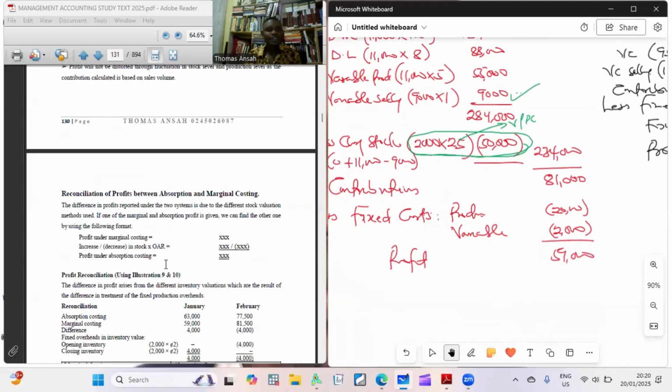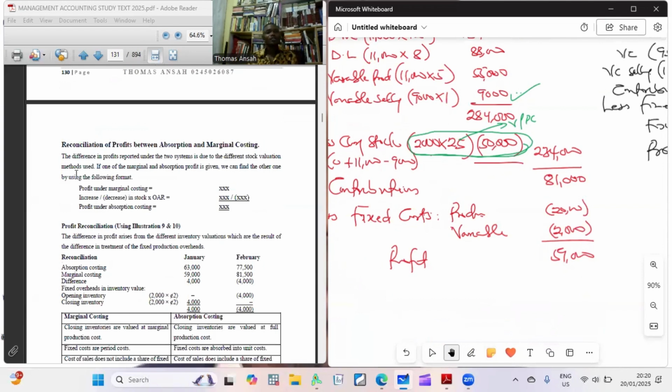All right. So now the last thing is to reconcile the two. The one that you did in marginal, then the one that you did in absorption. You have to reconcile the two. So if you saw what we did in marginal and absorption, this is the reconciliation.